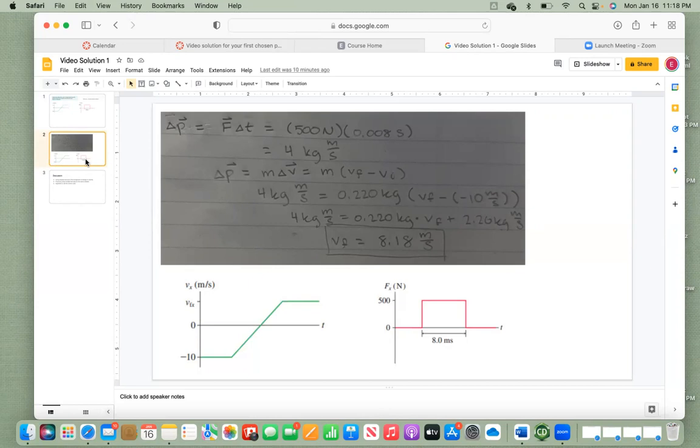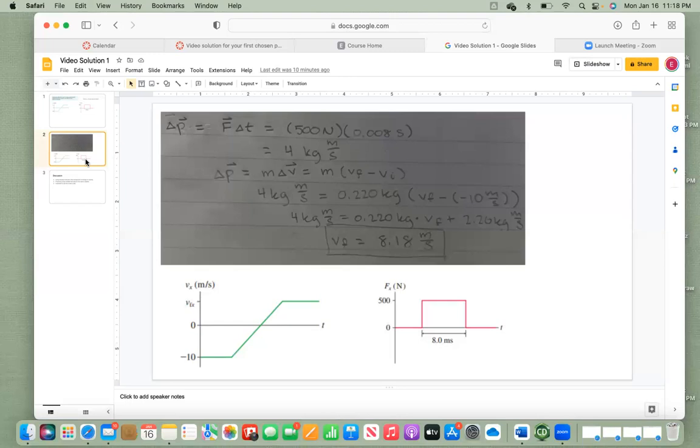So we just need to change the units so that it fits with the units of newtons, which is kilograms meters per second squared. So if we do that, we get 4 kilograms meters per second squared, which does line up with our normal units for change in momentum.